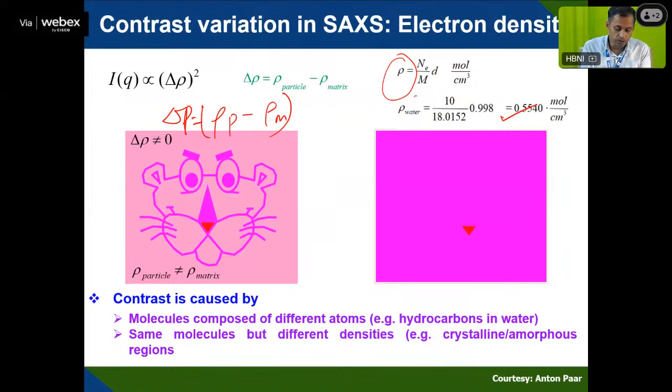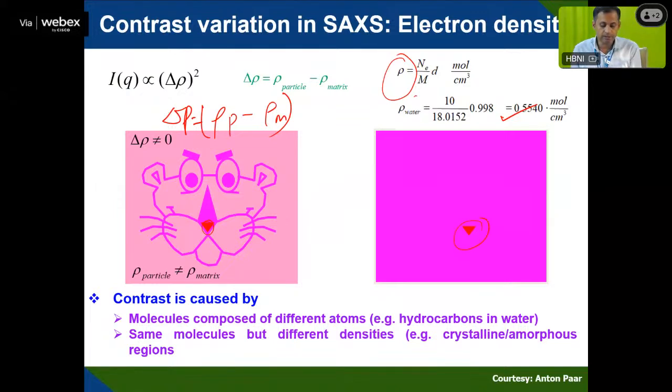If you want to see this structure, you can see rho particle is not equal to rho matrix. You can see this structure as well as the outside structure. So if delta rho is not equal to 0, you are able to see that information. If delta rho equals 0 on the outside, only that red portion is visible.